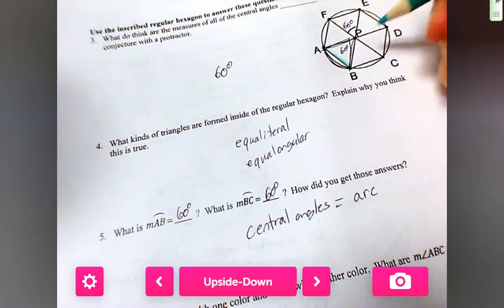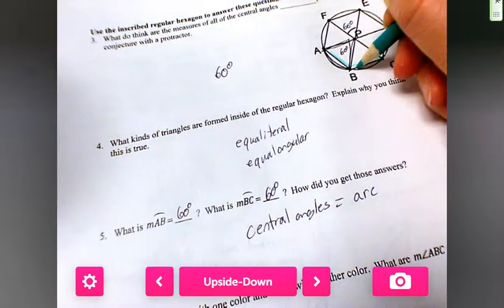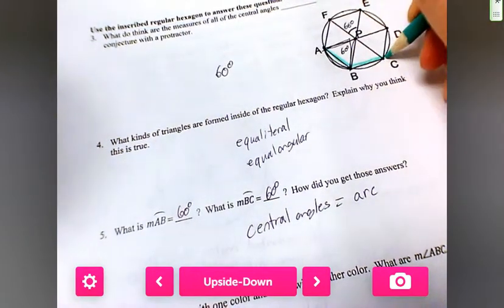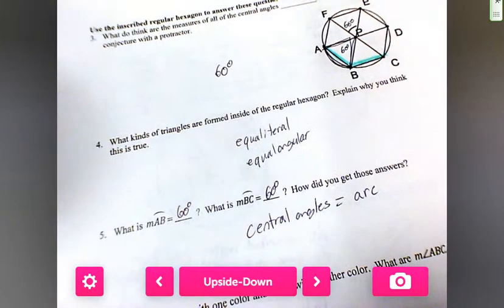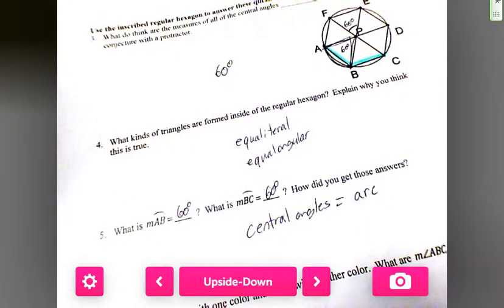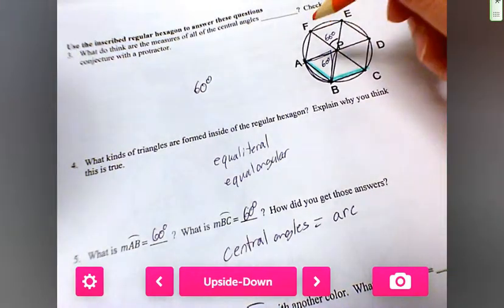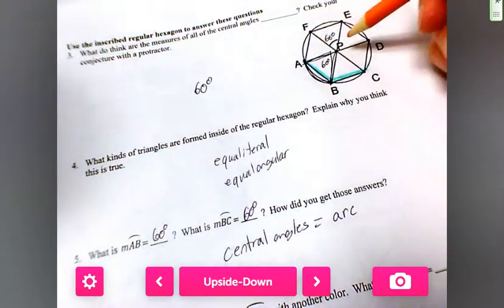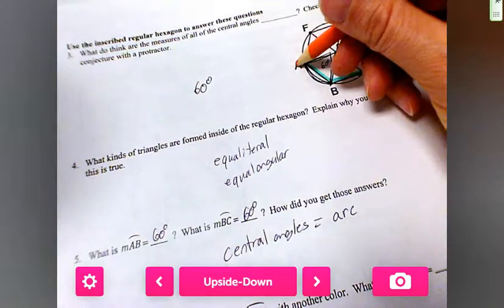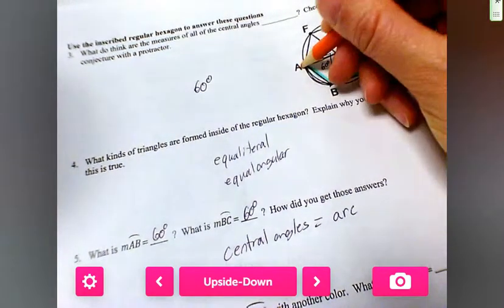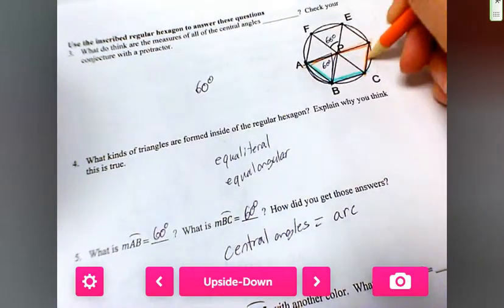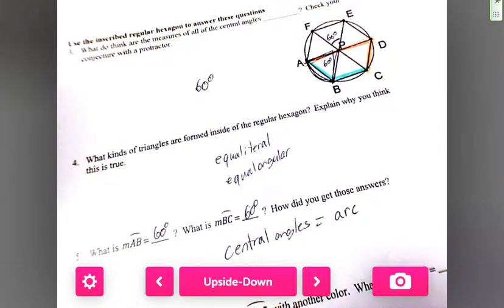Okay, we're going to highlight angle ABC, this angle right here, with one color. And we're going to highlight ADC with another color. And we're going to figure out the measures.